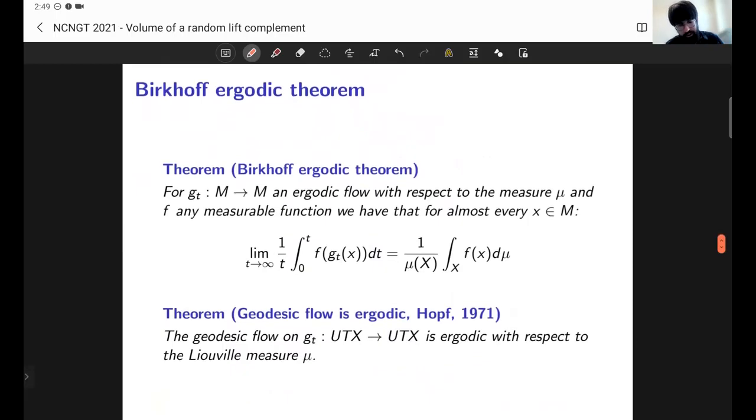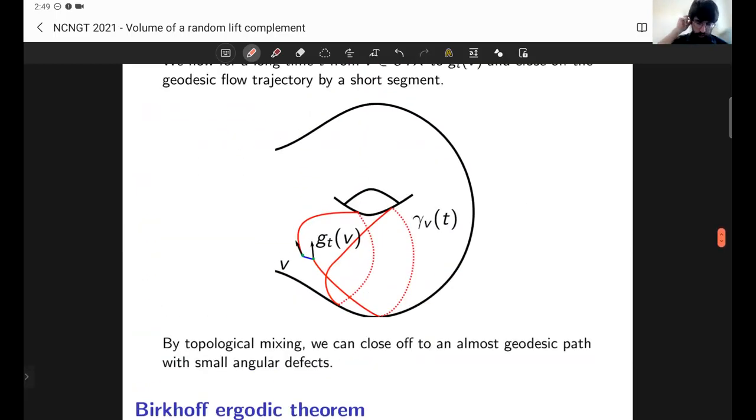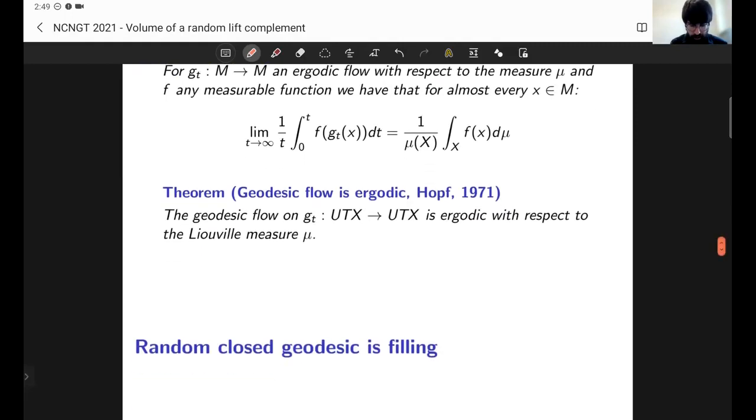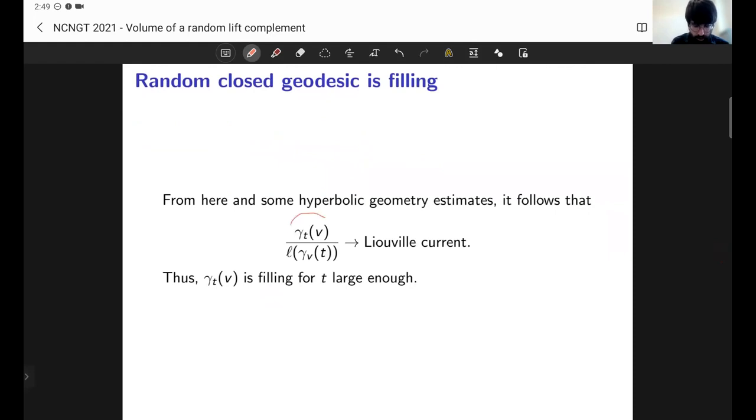And that's our model for a closed random geodesic. So we follow the geodesic flow for a long time, and then we close off by this short arc. Then the Birkhoff ergodic theorem tells us that for almost every point in the unit tangent bundle, if you look at the corresponding geodesic trajectory, its time average actually converges to the space average. In terms of curves, this translates to the fact that this random closed geodesic, if you divide it by its hyperbolic length, converges in the sense of geodesic currents to the Liouville current.